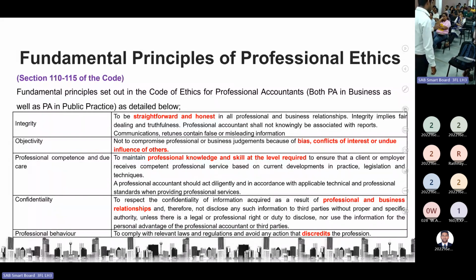But that is not acceptable. That is breaching of fundamental principles. So don't do anything to discredit your profession.